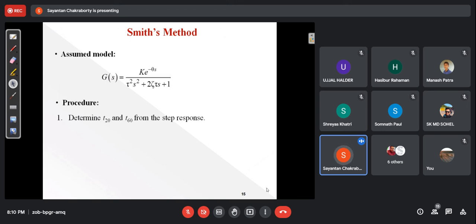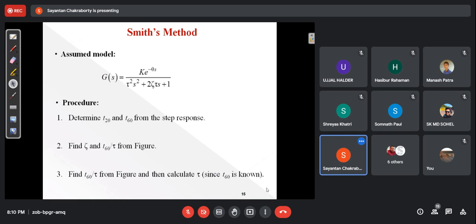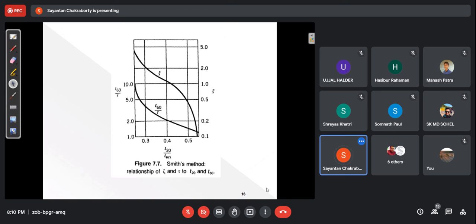So the procedure is to find out the time required for the response to reach 20% and 60% of the steady state value. Then you find zeta from a figure. I'll show you the figure next. From that figure, you find T60 by tau and then calculate tau, since T60 is already known. And what is the figure I'm talking about? This is the figure. See, you first calculate T60 by tau given this zeta, based on the ratio T20 by T60.